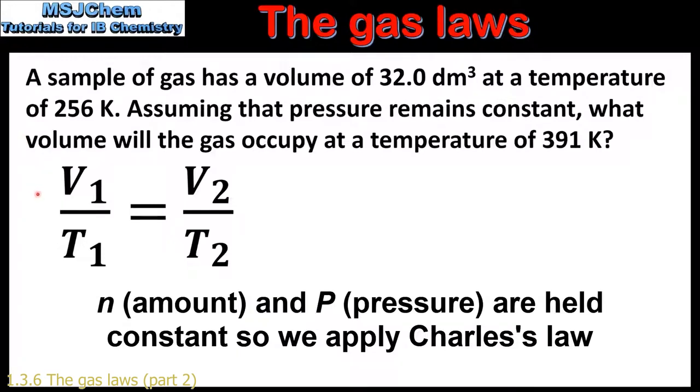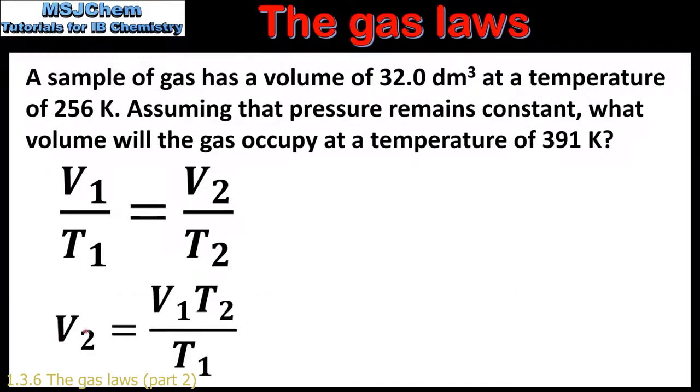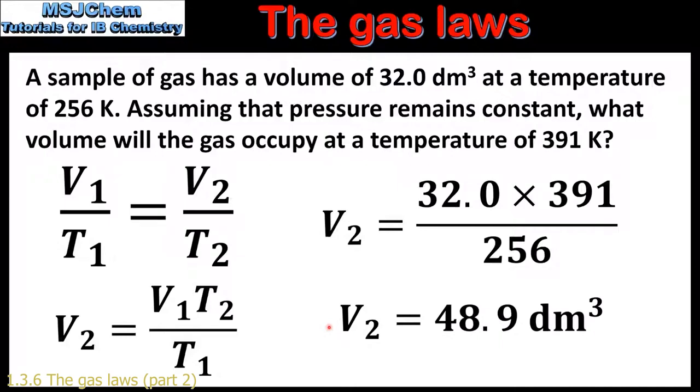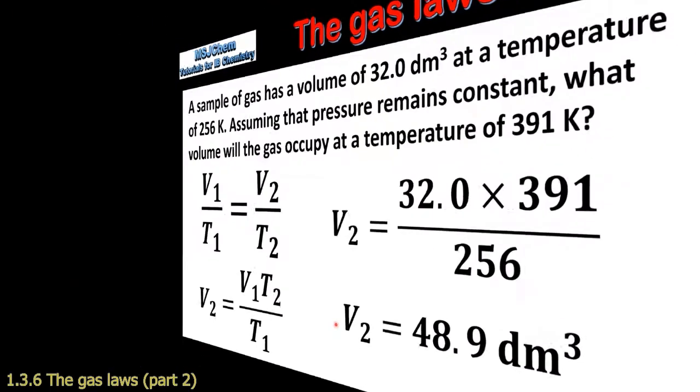To solve this, we'll use this equation, which is Charles's law. In the question, we're given V1, T1, and T2. So we need to rearrange this equation to solve for V2. And V2 is equal to V1 times T2 divided by T1. So next, we substitute the values into the equation. V1 is 32.0 cubic decimeters, and T2 is 391 Kelvin. T1 is 256 Kelvin, and this gives us a value for V2 of 48.9 cubic decimeters.